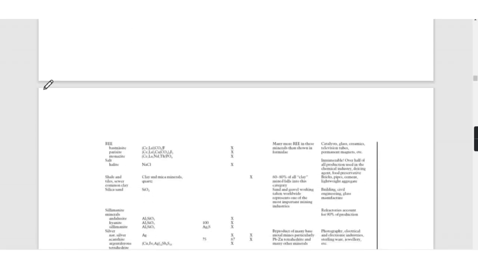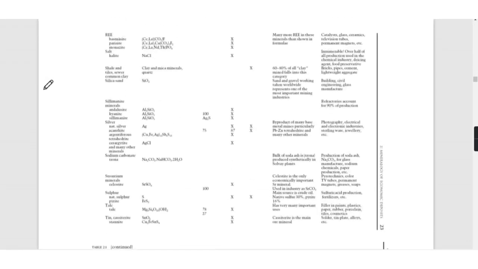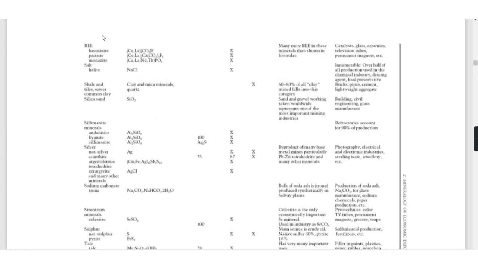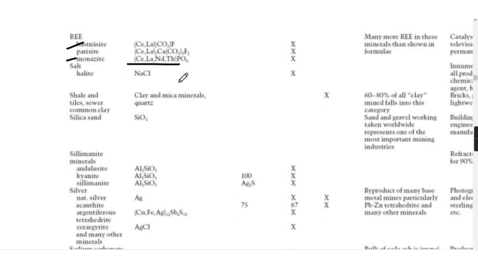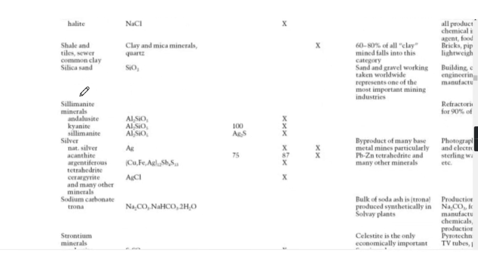For potash, it is sylvite, kainite. For rare earths, it is bastnasite, monazite. This is the formula written here. For sillimanite group, it is andalusite, kyanite, sillimanite.